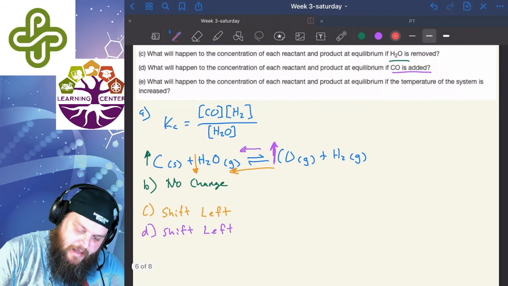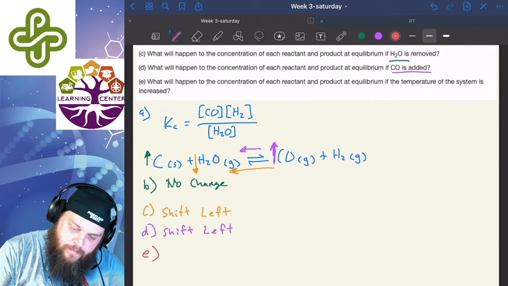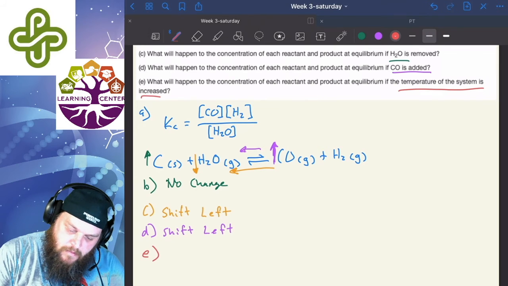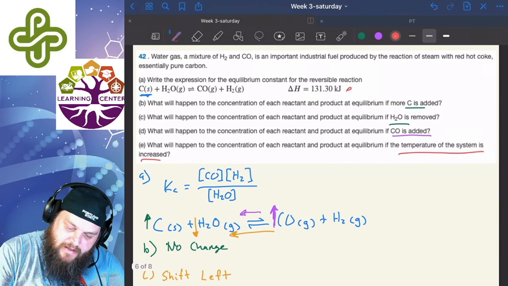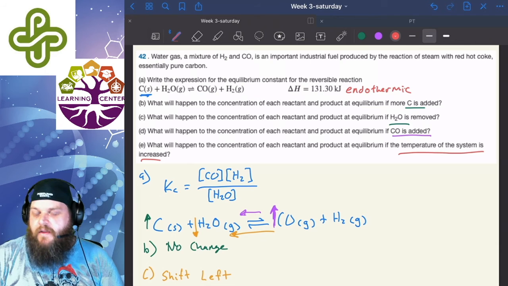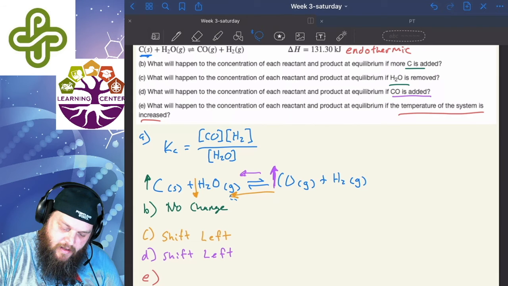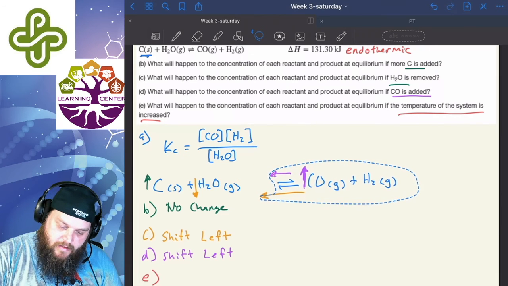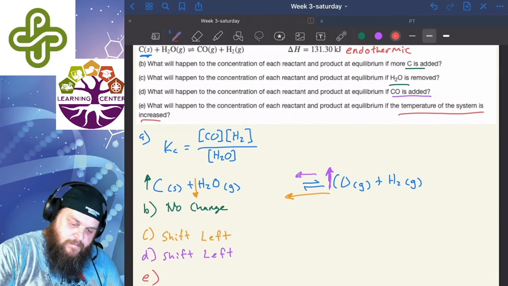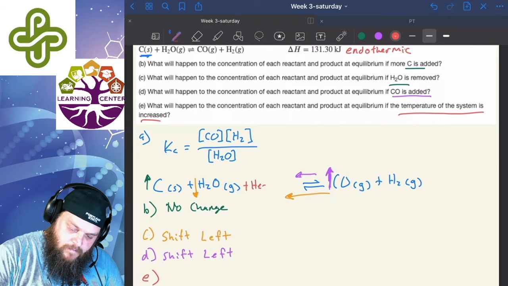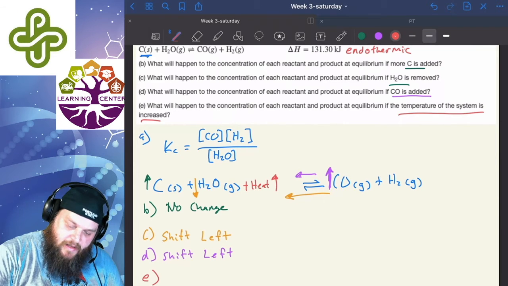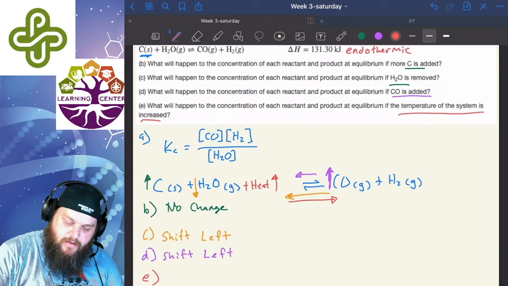Finally, for part E, here we are increasing the temperature of the system. And one thing I didn't mention, this is an endothermic reaction. We have a positive delta H. And since we have a positive delta H, heat is going to be a reactant. So if we increase that heat, we're going to drive this reaction to the right.